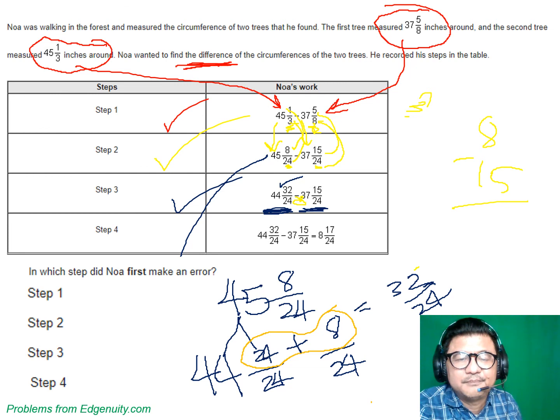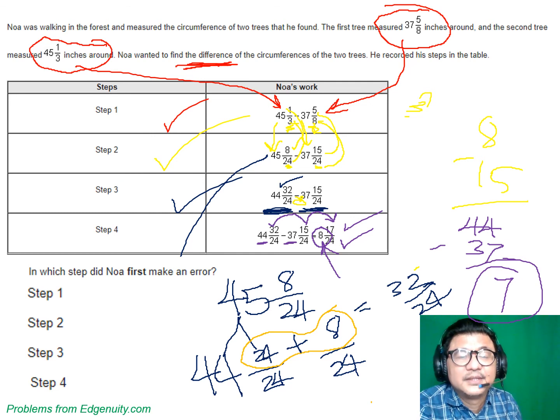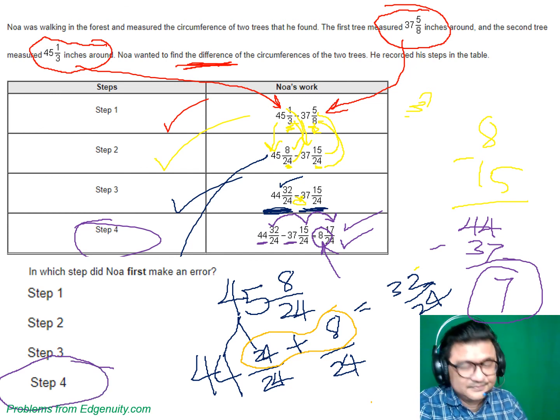Let's check the last step. 32 minus 15 is 17. We're good. How about 24 and 24? Simply copy it. Correct. But let's check the whole number. 44 minus 37 is 7. And what did he write? He wrote an 8. So in that case, he got it wrong in step 4. So this is our answer. All right, you got it? So that's how you add and subtract fractions with signs.